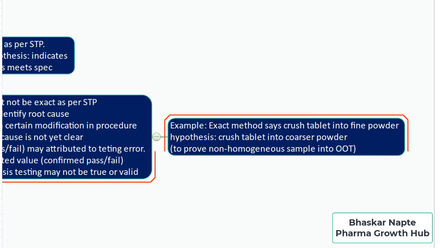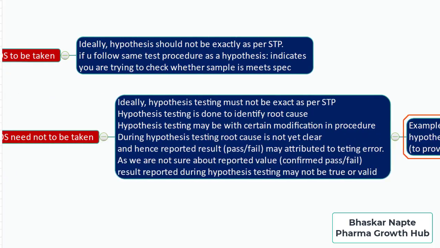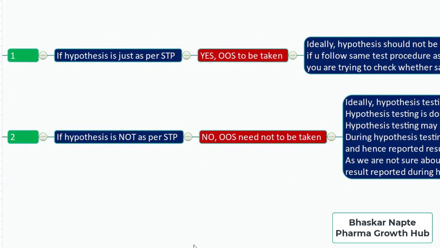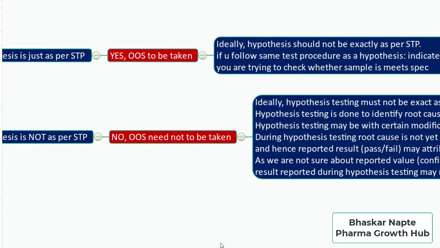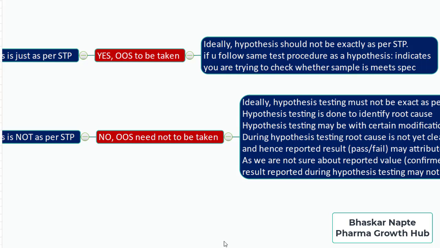So I hope you are clear about why hypothesis testing need not be investigated through OOS. And make sure that your hypothesis experiment is not just a retest as per the actual test procedure. That looks somewhat fishy. You are just naming it hypothesis testing, but you are actually conducting the test procedure as is, trying to understand whether I am getting the result into compliance.